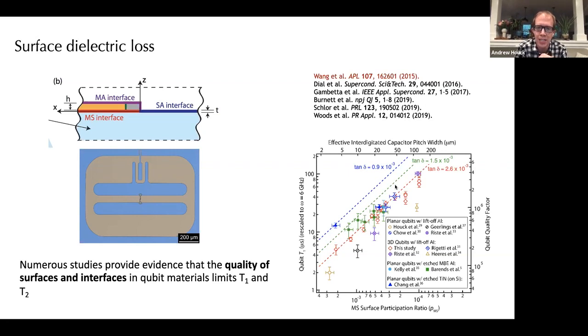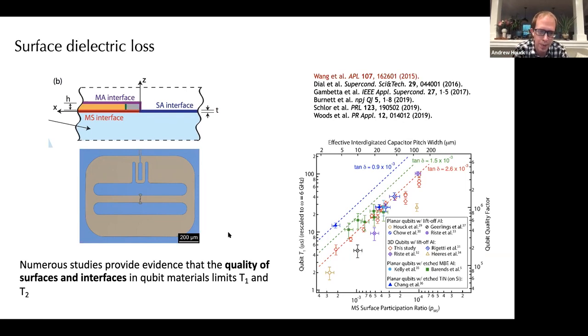And so you can see that, in fact, if you look at the participation ratio, the fraction of the energy of your electric field that lives in the top 3 nanometers of your substrate, the quality factor depends on how much of your electric field is there. This is really smoking gun evidence that surfaces matter.